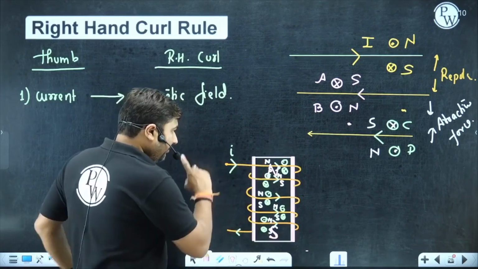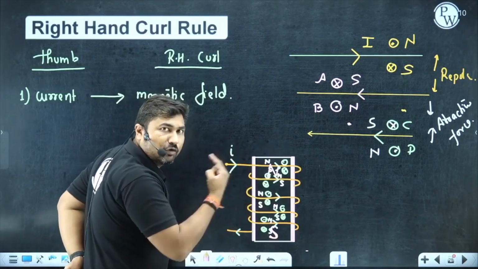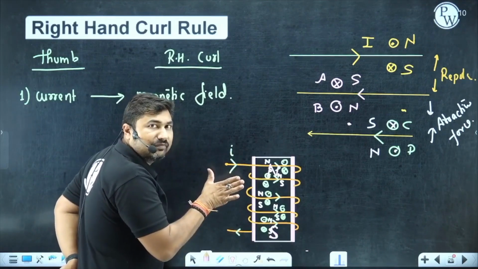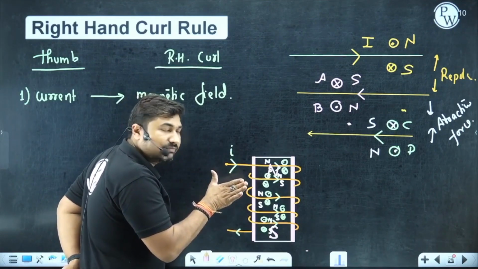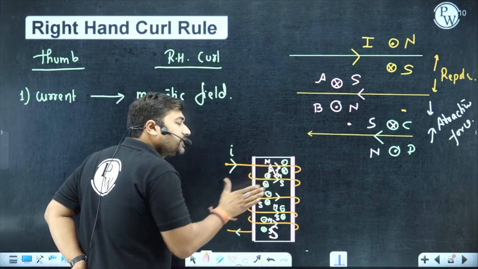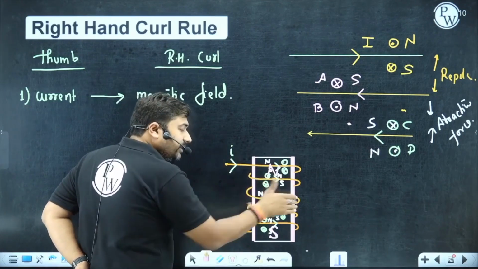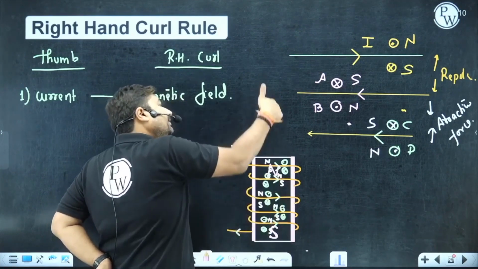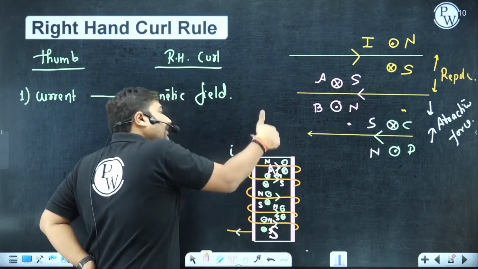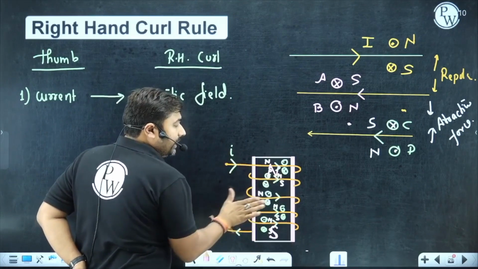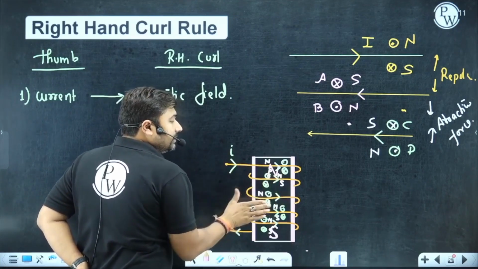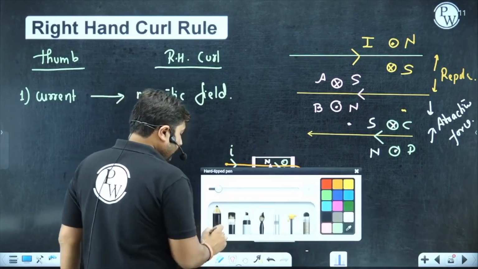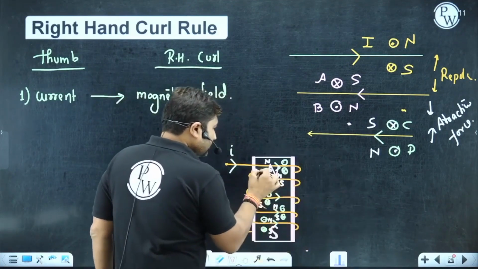Now, we have a wire in the format of a coil. Whenever we have a coil, we can find the magnetic field by using the right hand curl rule. If the current flows in a coil in the direction of the right hand curl, then the thumb represents the direction of the magnetic field. So this magnet will have a magnetic field in this manner.